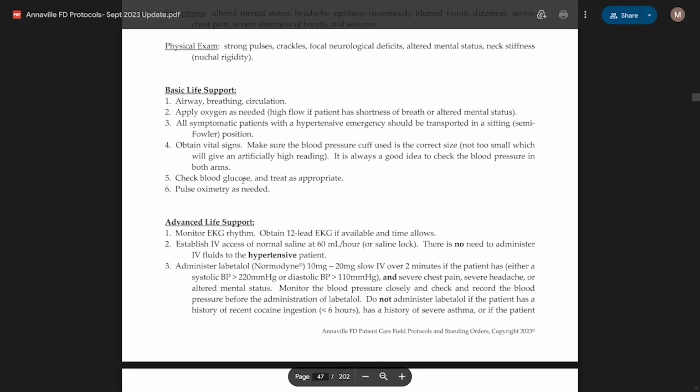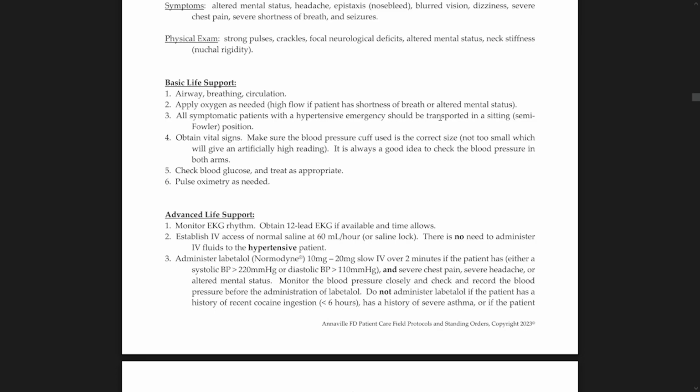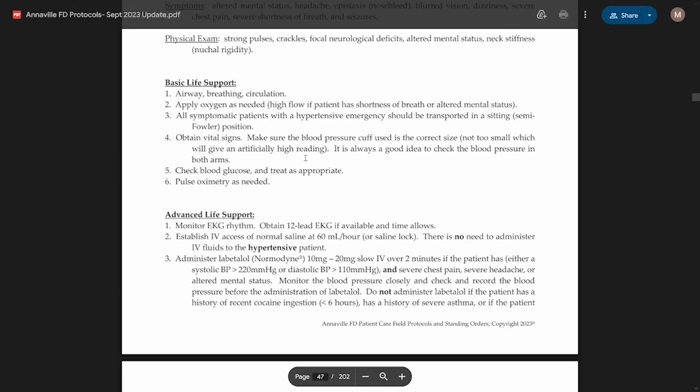For BLS support, watch out for your ABCs, apply high flow O2 if necessary, if they have shortness of breath or an altered mental status. All symptomatic patients with a hypertensive emergency should be transported in a semi-Fowler position. Obtain vital signs, make sure the blood pressure cuff is the correct size, it's always good to check it on both arms. Check your blood glucose levels and treat as appropriate, and monitor pulse oximetry.